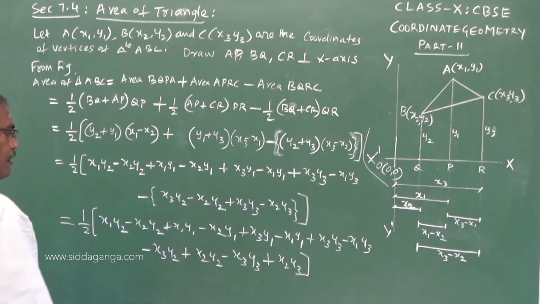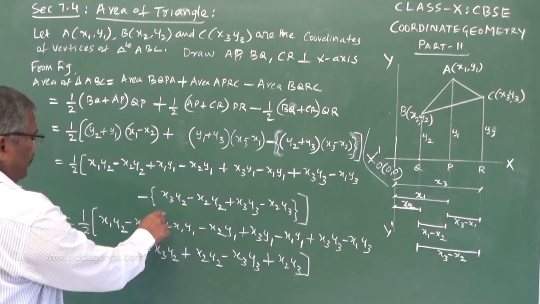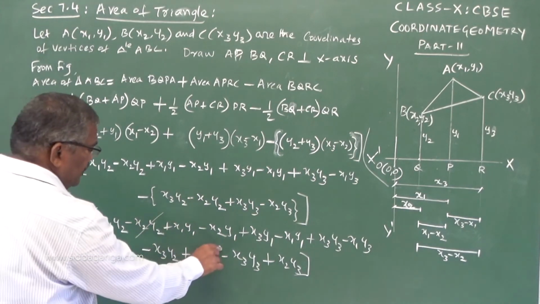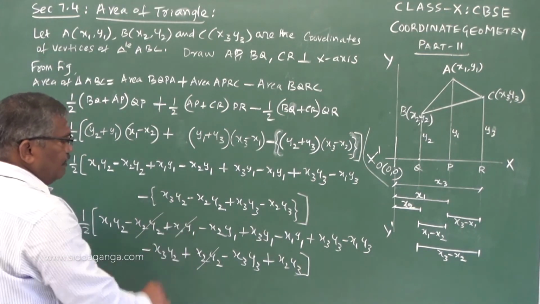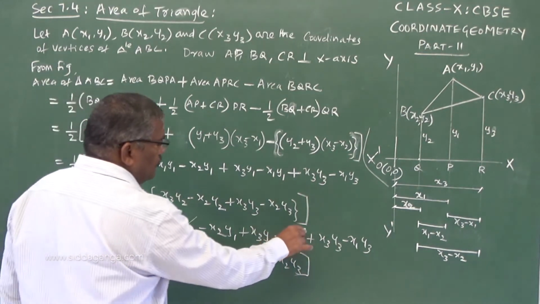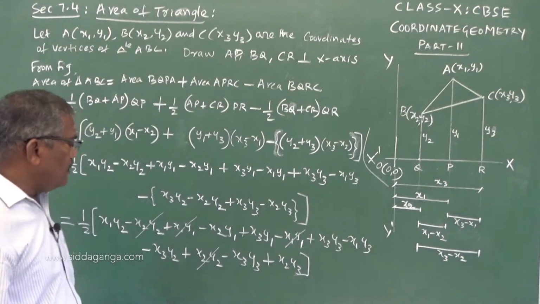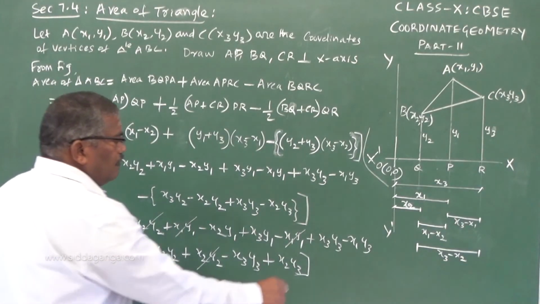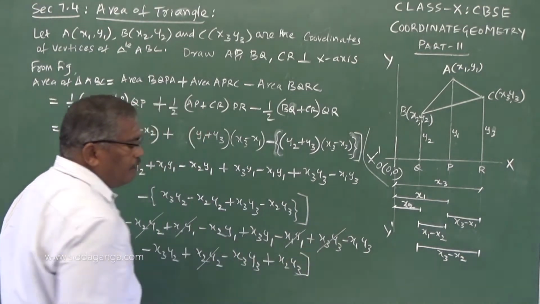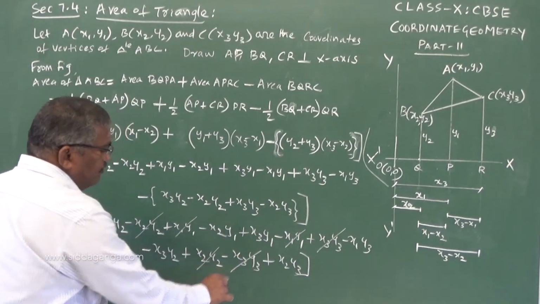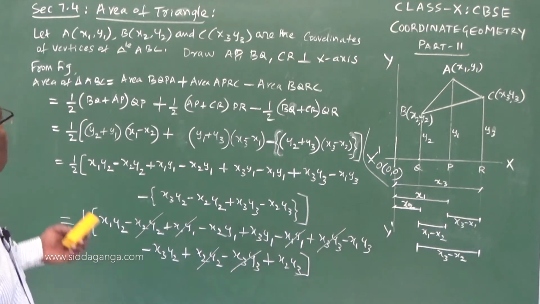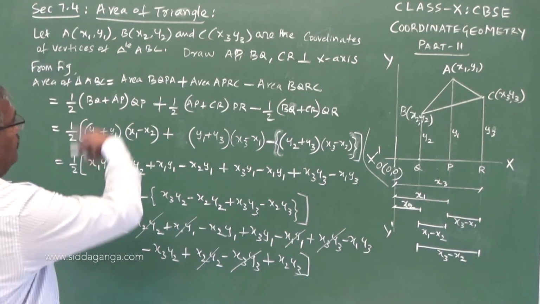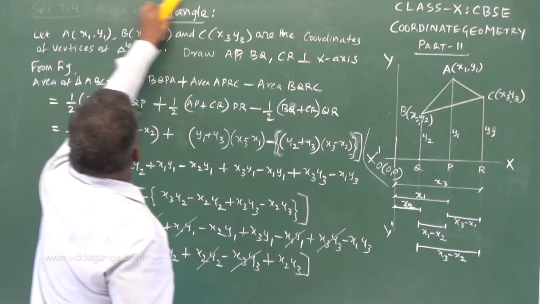Now observe here, x2 y2 with minus value and x2 y2 with plus value get cancelled. x1 y1 with plus value and x1 y1 with minus value get cancelled. x3 y3 with plus value and x3 y3 with minus value get cancelled. Now I will continue from the top.